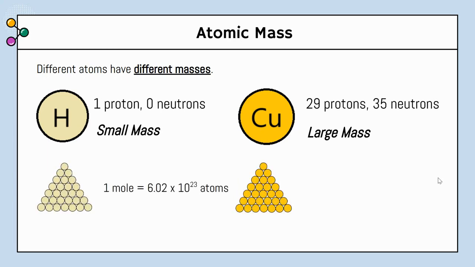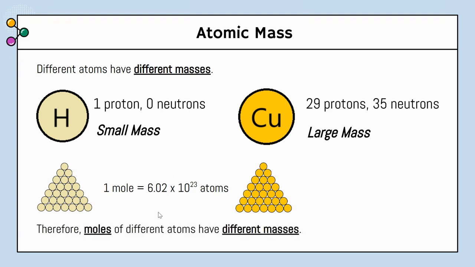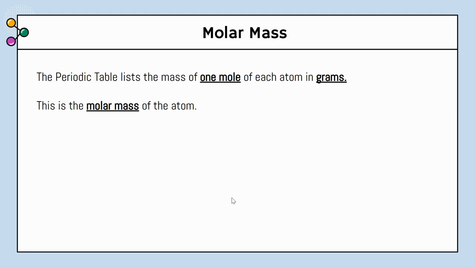But because 1 mole is always equal to a specific amount of atoms, 6.02 times 10 to the 23, it doesn't matter if we're talking about hydrogen or copper, there are always this many atoms in a mole. Therefore, moles of different atoms have different masses. A mole of hydrogen would have a much lower mass than a mole of copper. So how do we calculate that molar mass? Well, we use the periodic table.